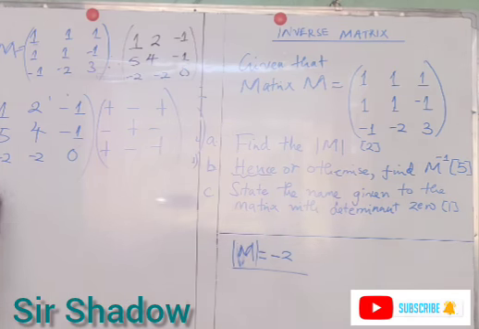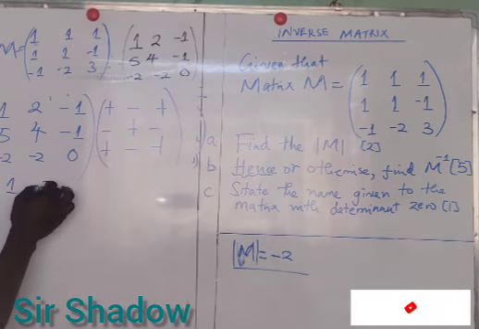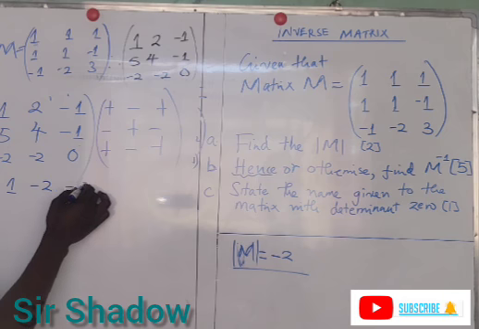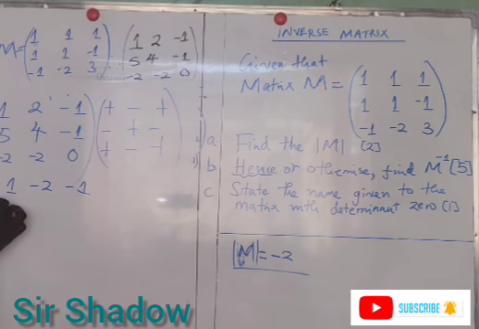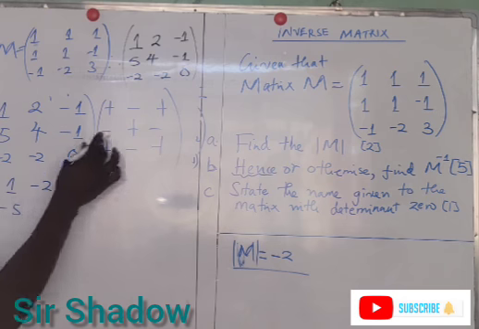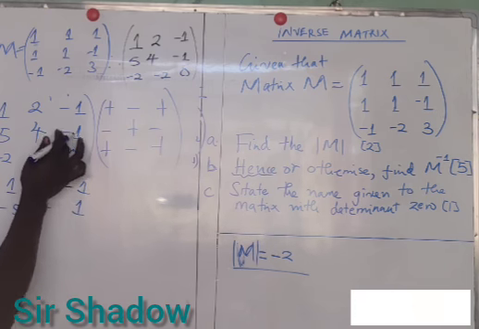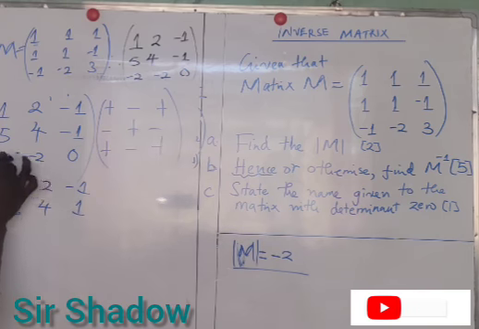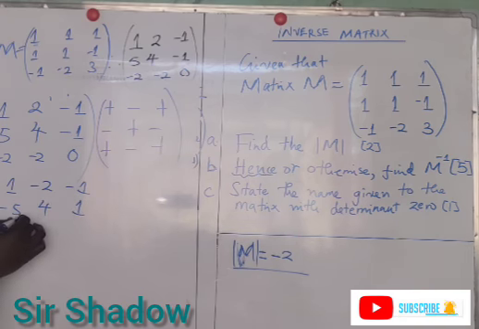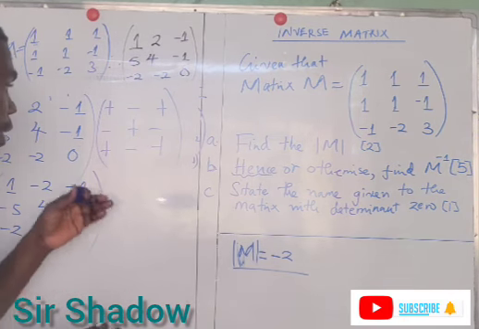So this one becomes a positive. This one becomes a negative 2. This one becomes a negative 1. This one becomes a negative 5. Again, this one becomes a 4. This one becomes a 1. Simply means negative by negative is positive. So a negative is a minus 2. This one becomes a 2. This one becomes a 0.